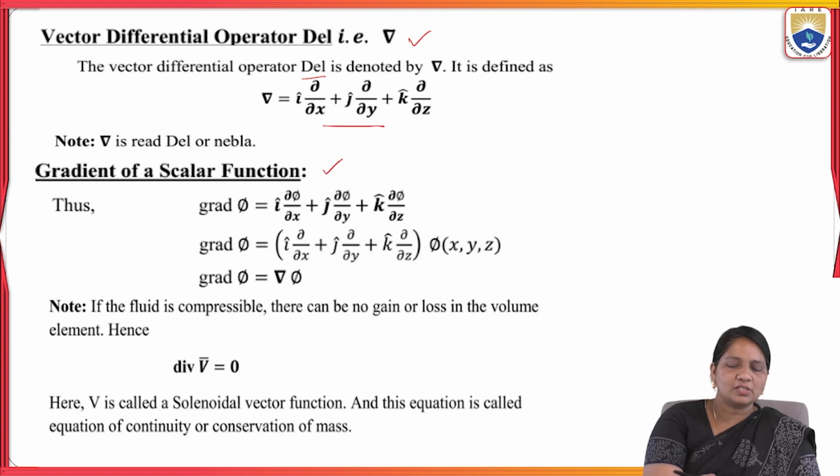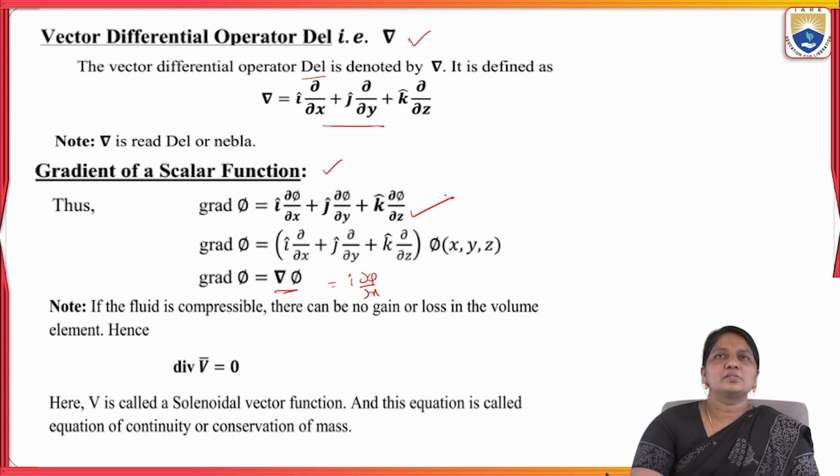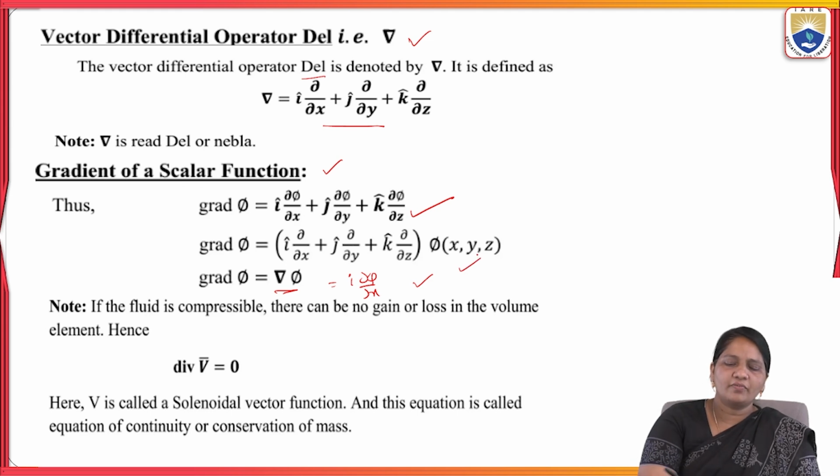That definition you can see here. Grad phi equals del phi, that is i into dou phi by dou x and j into dou phi by dou y plus k into dou phi by dou z. So here, this gradient value will become a vector value. When you use the gradient of the scalar function, we get a vector, because here we get i, j, k.